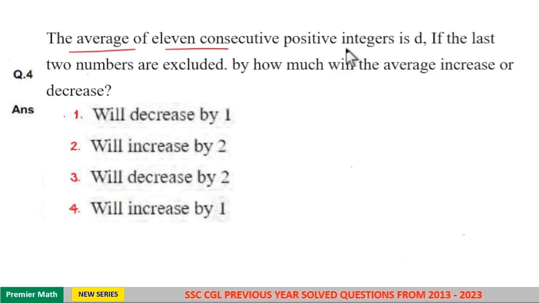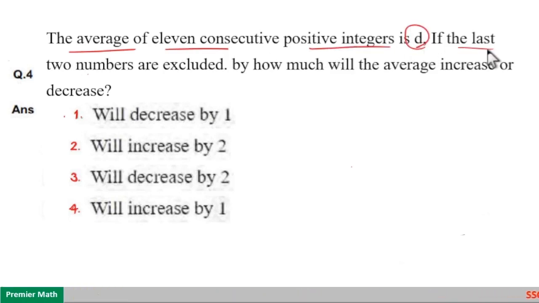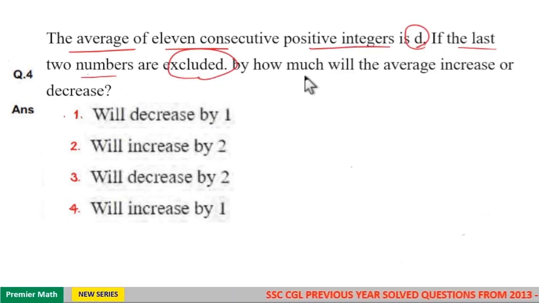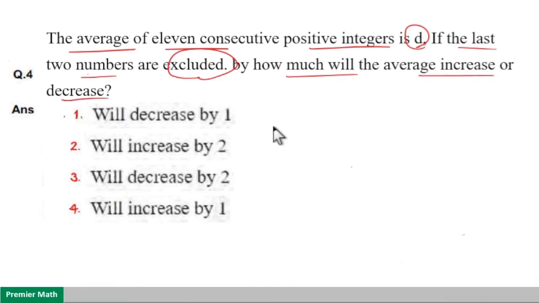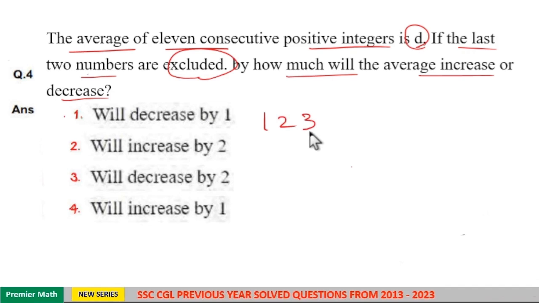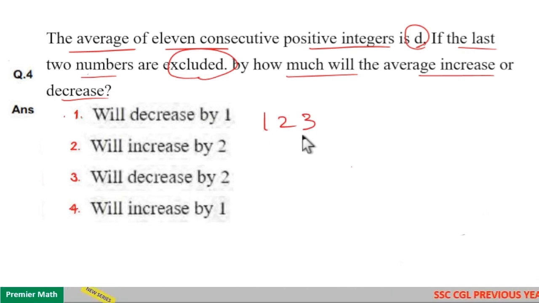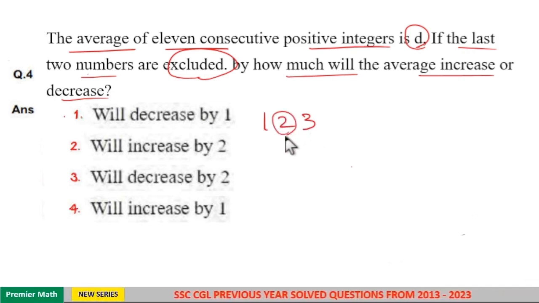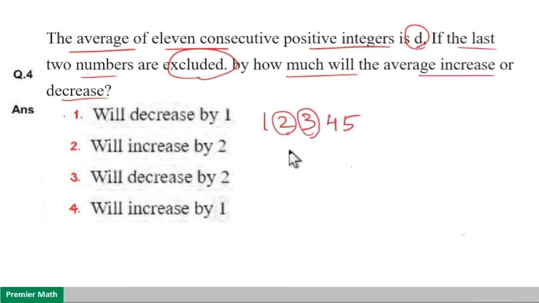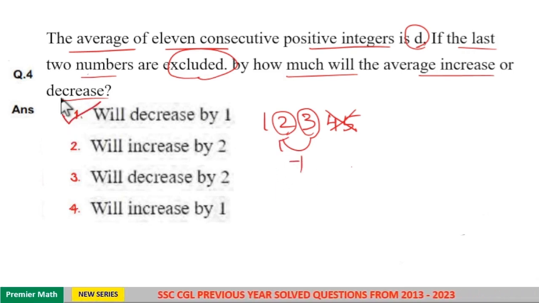The average of 11 consecutive positive integers is t. If the last two numbers are excluded, how much will average increase or decrease? If I take 1, 2, 3 as an example, you can see 1, 2, 3 is in arithmetic progression. So in the case of arithmetic progression, middle number is the average. Now 2 is the average. If I add 4 and 5, average will increase to 3. Middle number is 3. Now if I exclude 4 and 5, average will become 2, that is decreases by 1, which means option 1 is your answer.